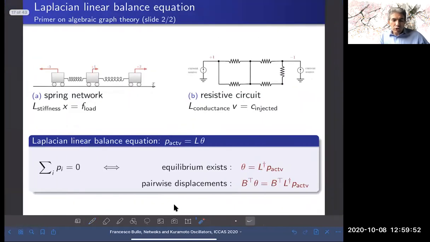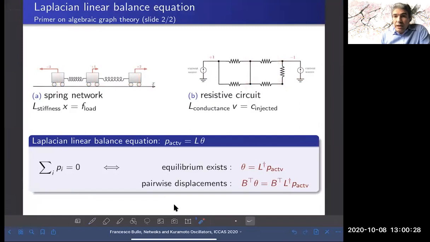Well, let me just show you two examples. I am sure you have all studied linear spring networks, right? For example, an undergraduate example may have been a spring network in one dimension. Or an undergraduate example in electrical instead of mechanical engineering, maybe that of a resistive circuit. You inject some current, you withdraw the current, you have some resistances. Here on the right, you're interested in determining the voltages at the nodes of the circuit. And here on the left, you're interested in determining the positions of the masses.